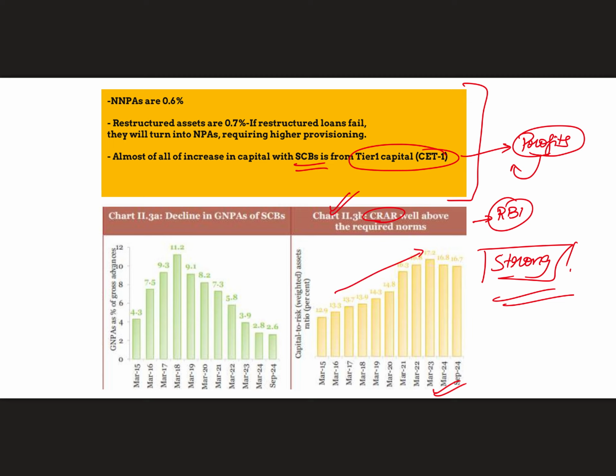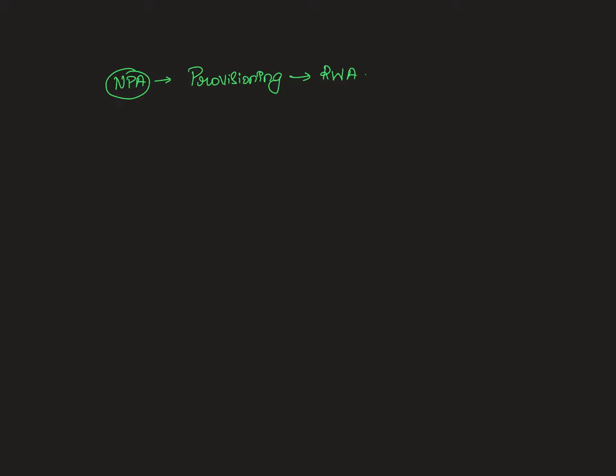Now let's talk about the non-performing assets. Why is there a decline in the gross non-performing assets? What is it all about? What is this chart saying? Let us understand that. Now let us understand the concept of a non-performing asset. If a borrower stops repaying the loan for more than 90 days, that loan is considered to be a non-performing asset as per RBI.